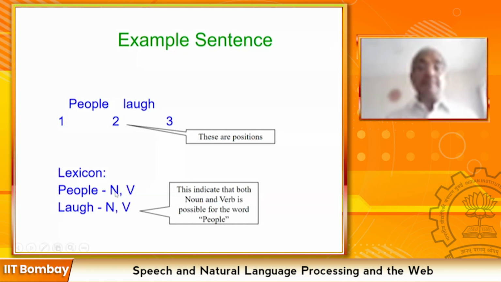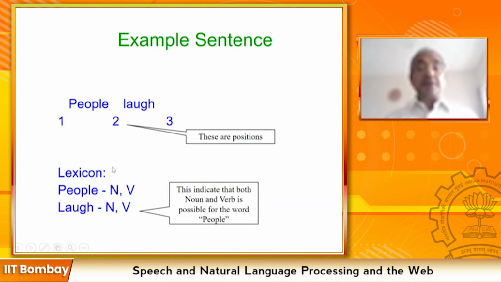In the lexicon, we have noun and verb for "people", noun and verb for "laugh". So "people" is most frequently a noun, but "people" can be a verb also. "The city was peopled with soldiers", for example. So this means the city was populated with soldiers.